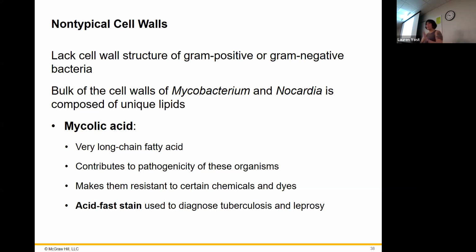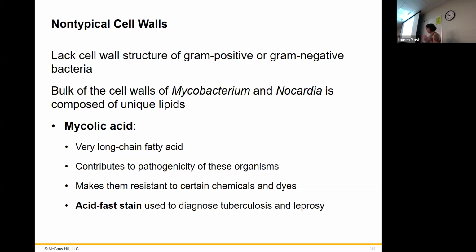Then we have some non-typical cell walls that you will also have to know and understand. We have already introduced the concept of mycobacterium as having mycolic acid wax on its surface. So mycolic acid is a wax. It helps them be more pathogenic, that means cause more disease, and makes them resistant to certain chemicals. It's able to hide out in your body and not get attacked as well and not get cleaned up as well.